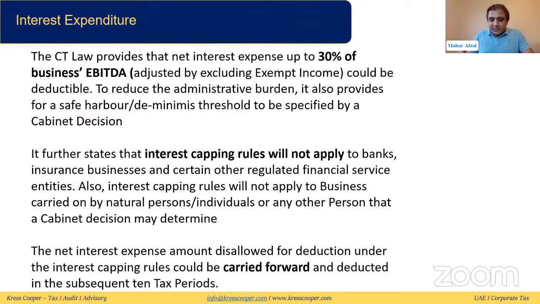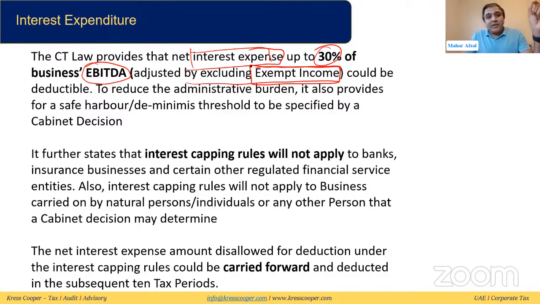So first of all, 30%. Second, EBITDA, earnings before interest, tax, depreciation, and amortization. Third thing, this is a net interest. Net interest means interest income less interest expense. If in your financials, interest income and interest expenses are reflecting, they will be netted out. After netting it out, we need to calculate the earnings before interest, tax, depreciation, and amortization. While calculating this EBITDA, you don't need to consider the exempt income. You need to be ultra careful regarding this.